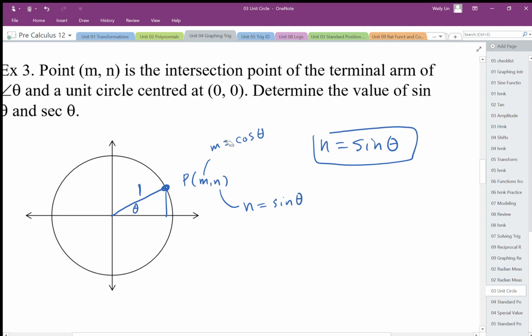I want to know secant. Well, secant is the reciprocal of cos. Well, I don't need to do any calculations. I can just take the reciprocal of the m and say that that is my secant ratio. Okay, so this is a nice thing about unit circles, is that we can now use those lengths, those positions, m and n, as ratios.